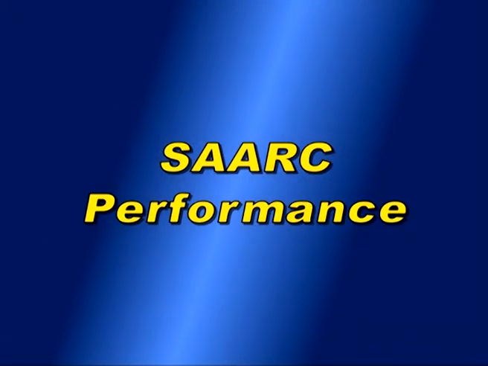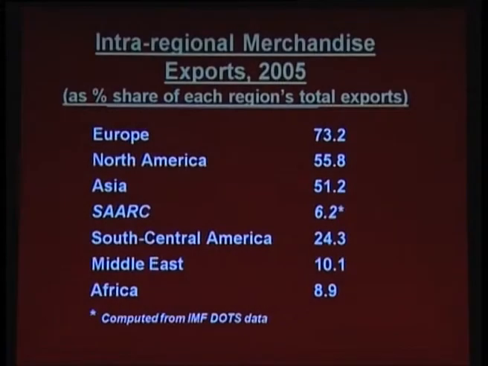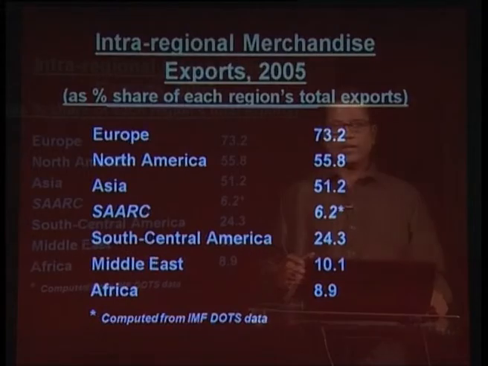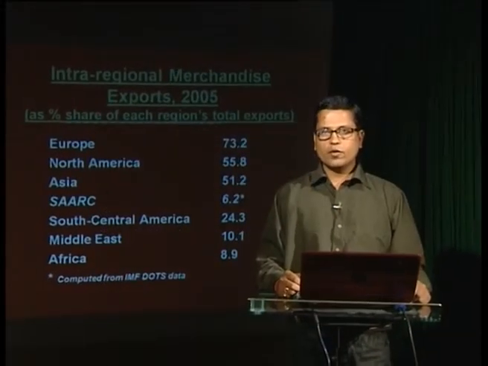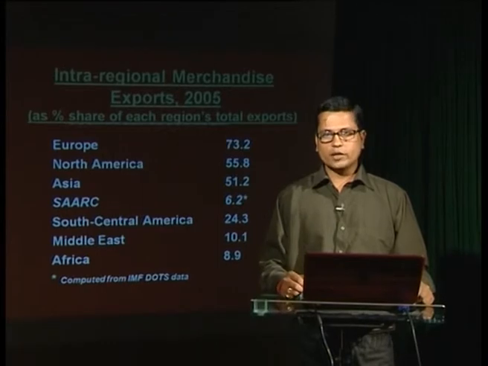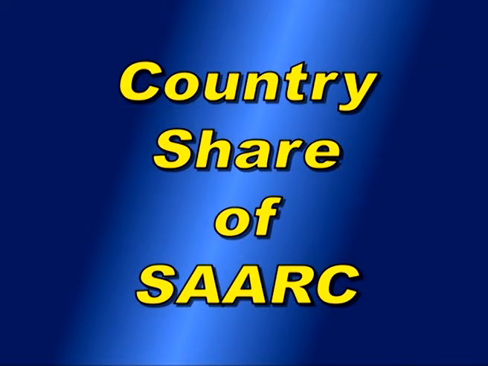If we look at the SAARC performance in inter-regional merchandise export in 2005, then we see Europe has got 73.2% of regions export to their own countries, North America is on 55.8, but SAARC was limited only onto the 6.2%. It shows that SAARC countries has not been able to achieve for what they formed their association. There might have been several reasons for it.